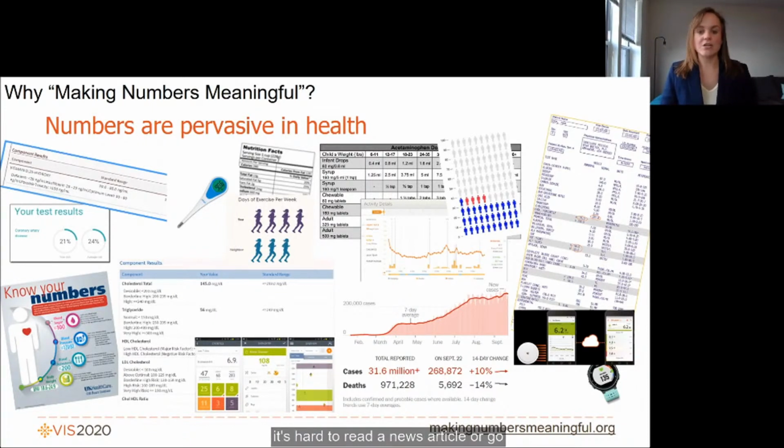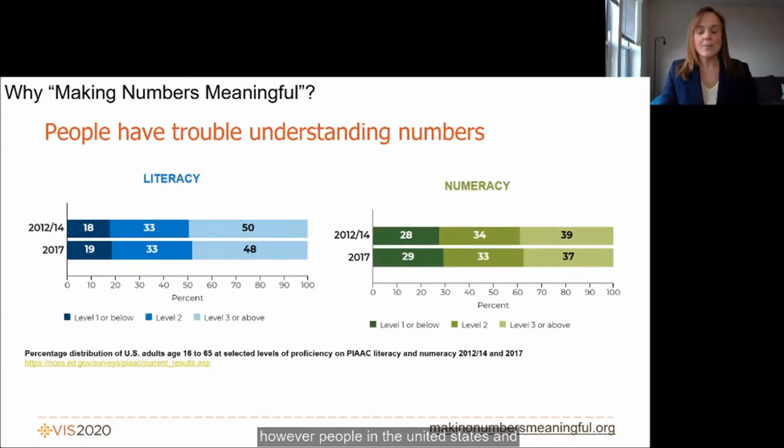It's hard to read a news article or go to the doctor's office without being exposed to a myriad of different numbers. However, people in the United States and across the world, as shown by this national survey, aren't always good at interpreting numbers. As you can see here, for a concept that we know well, such as literacy, in this nationwide survey, a lot more people had issues related to numeracy, about 10% more, or interpreting numbers.